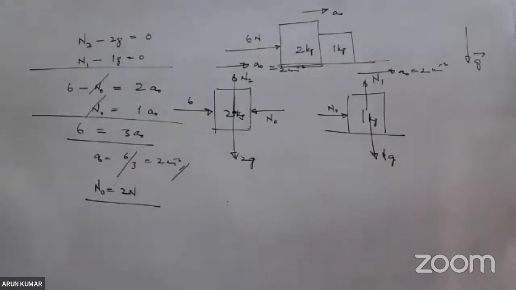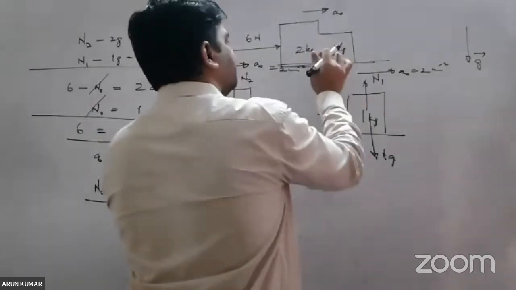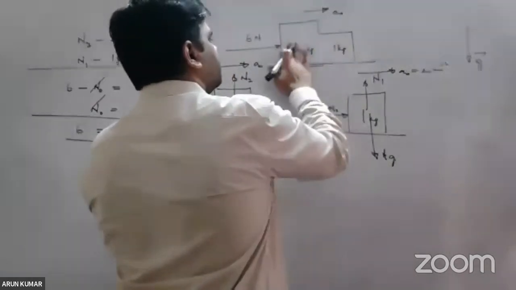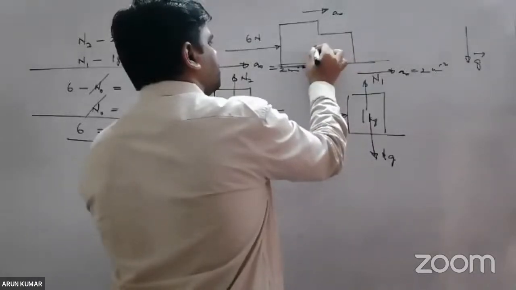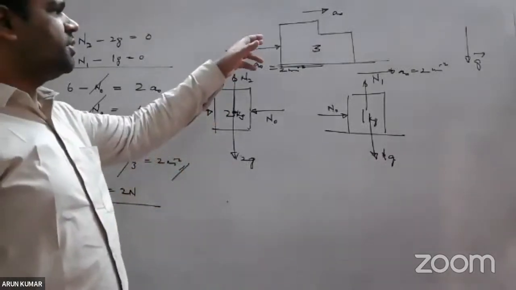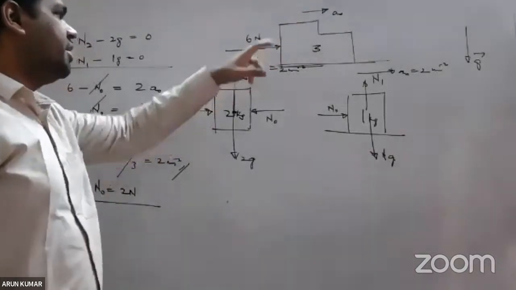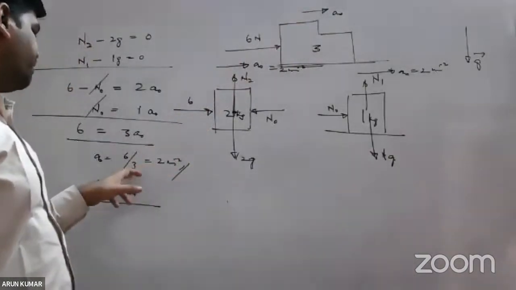Alright, now I will look at one thing, students. Because this is moving together, I can treat this as one block of 3 kg. If I can treat it that way, what is the equation for this one? F is equal to mass into acceleration. 6 is equal to 3 into A. A is equal to 6 by 3. That's what we got here.